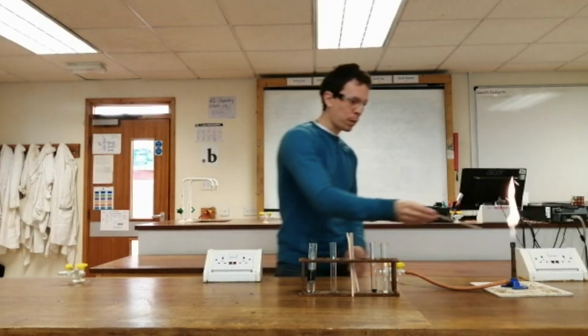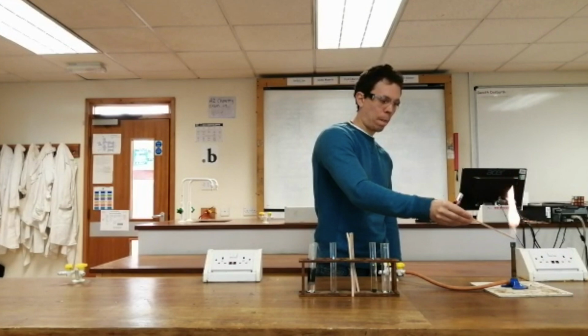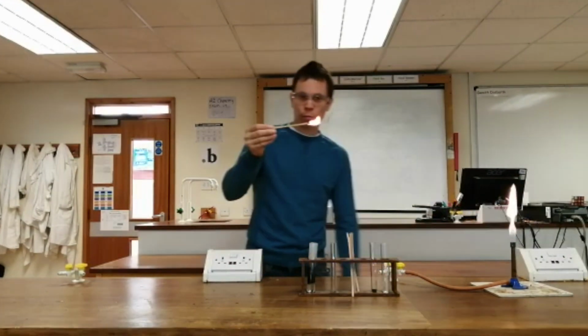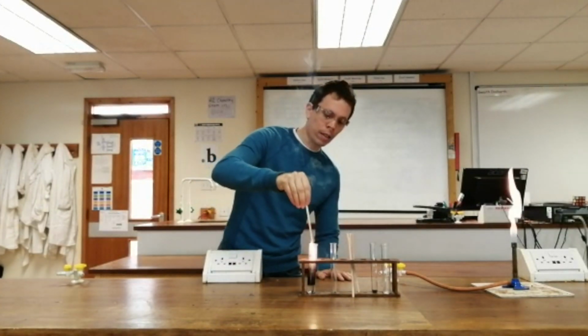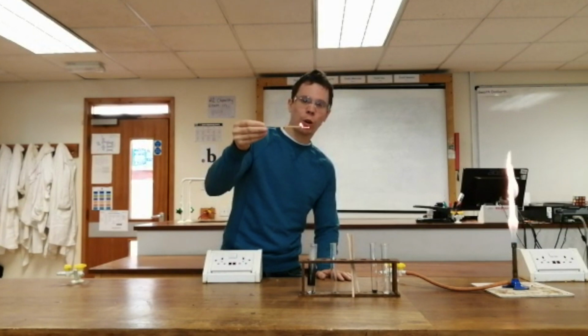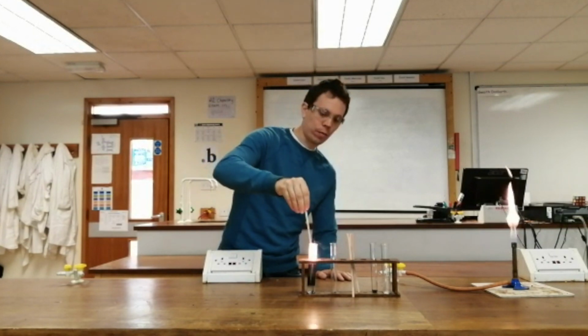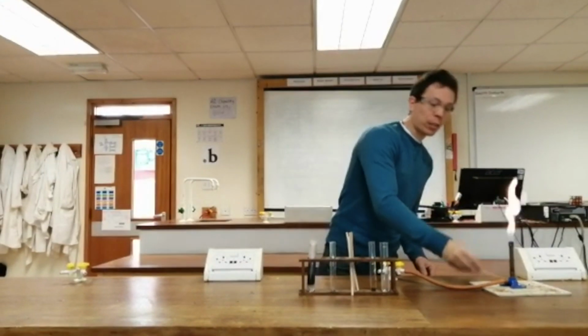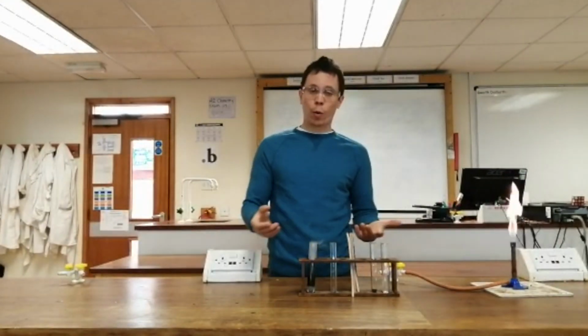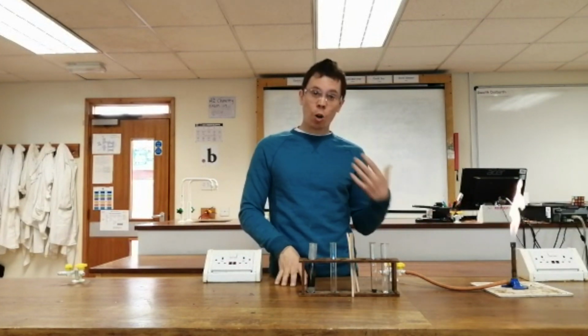Now I'm going to set my splint on fire. But I don't want a splint that's on fire, I want a glowing splint, so blow it out and it relights when you put it into oxygen gas. Relights in oxygen gas. Now this is logical. If your campfire starts to go out, you blow on it and your campfire comes back to life again. That's because you're blowing more oxygen onto it.